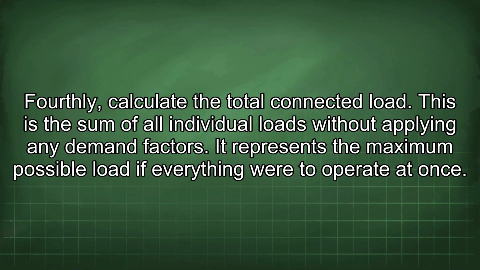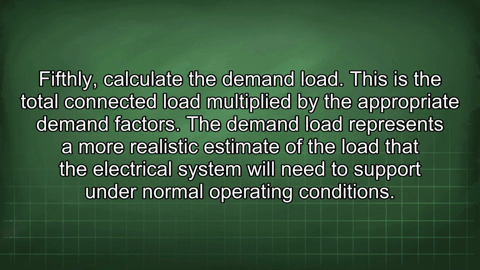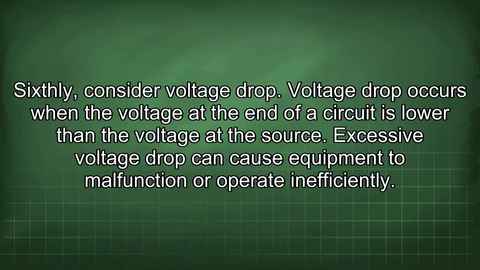Fourthly, calculate the total connected load. This is the sum of all individual loads without applying any demand factors. It represents the maximum possible load if everything were to operate at once. Fifthly, calculate the demand load. This is the total connected load multiplied by the appropriate demand factors. The demand load represents a more realistic estimate of the load that the electrical system will need to support under normal operating conditions. Sixthly, consider voltage drop.